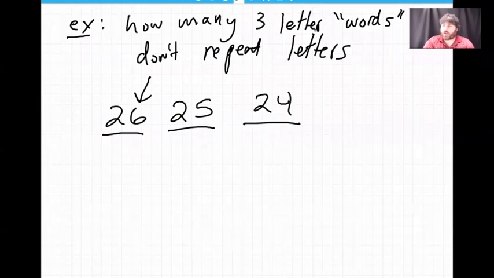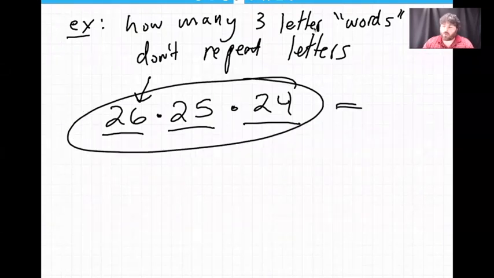Now again, these are choices. I have 26 choices for the first letter, 25 choices for the second letter, 24 choices for the third. And we already said that when we're counting, we multiply these numbers together, and that will give you the total number of 3-letter words that do not repeat letters. Okay, again, you just use your calculator to calculate that.